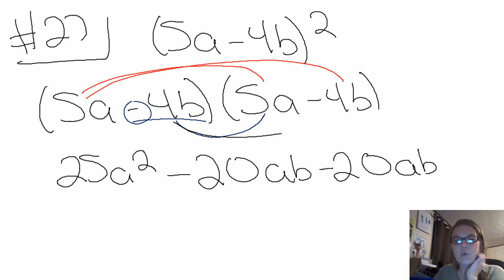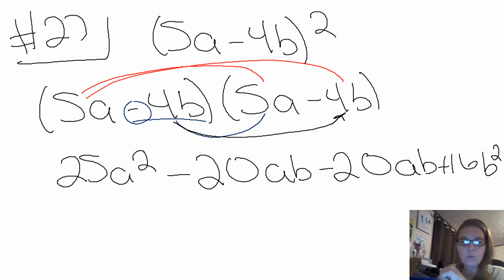Then negative 4b times negative 4b. Multiply coefficients. Negative 4 times negative 4 is positive 16. B times b is b squared, because remember, we have an understood 1 here. We have an understood 1 there. When we're multiplying, we add exponents. Okay?